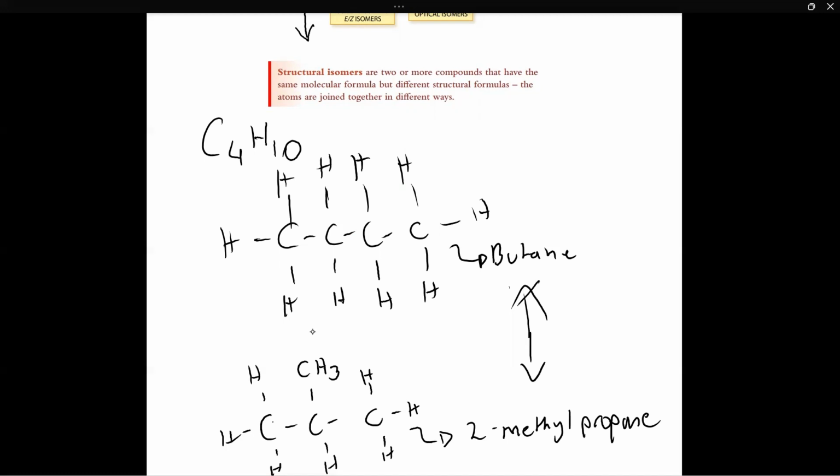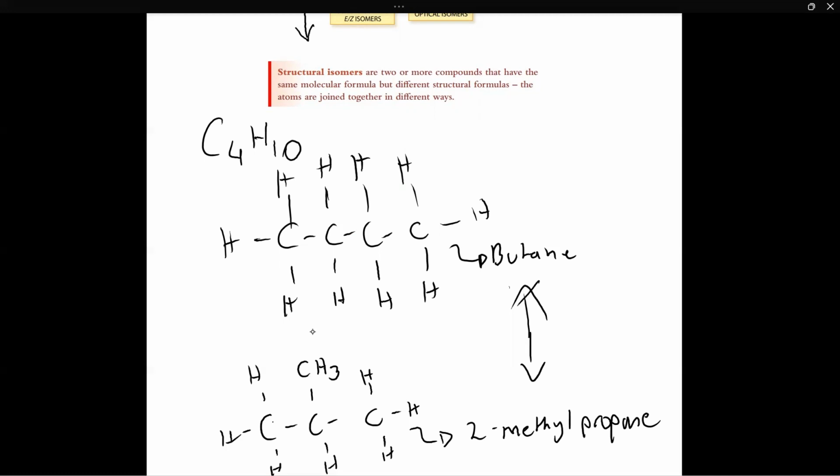Now, both butane and 2-methyl propane are structural isomers because they firstly have the same molecular formula, C4H10, and they have different structural formulas. That means the atoms are joined in different ways.